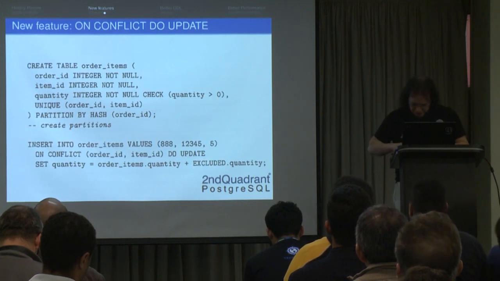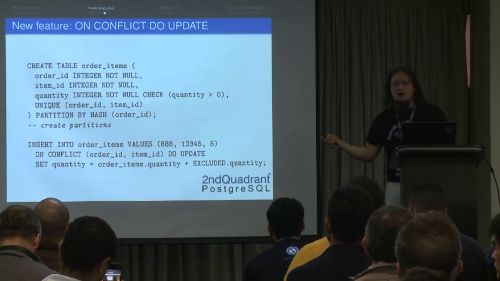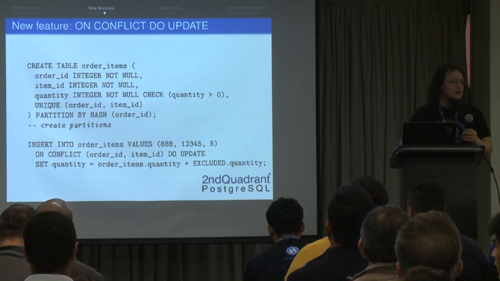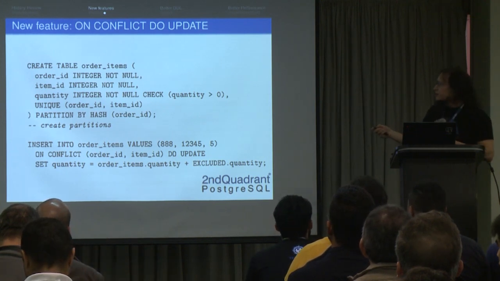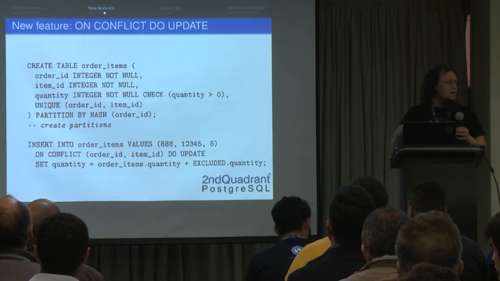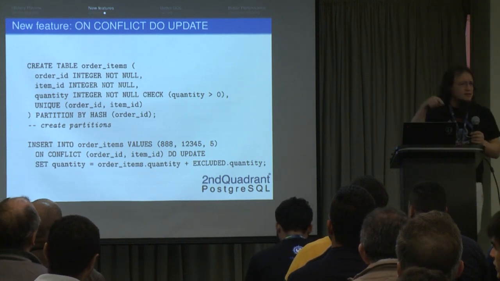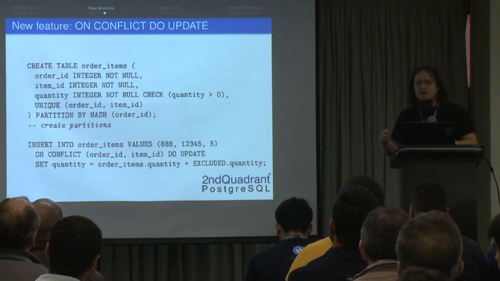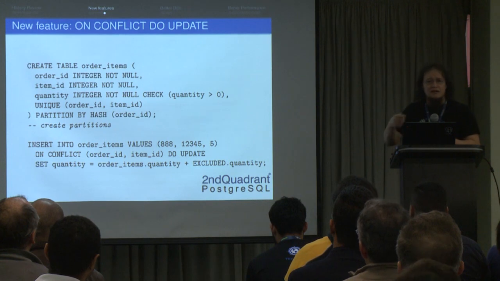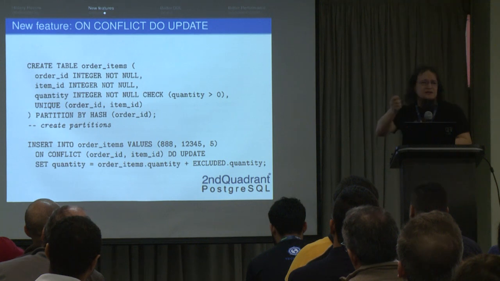So another new feature is ON CONFLICT DO UPDATE. Say you have a table order_items and you have people buying stuff in your online e-commerce shop. You have an order for them which includes all the things they have bought so far, and they want to buy more things. So they keep clicking on buy this one, buy this one, buy this one, and you just have to insert into the table order_items for each thing they click on. So the trivial way to do that is just do an insert, right?